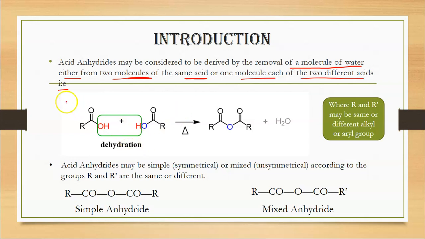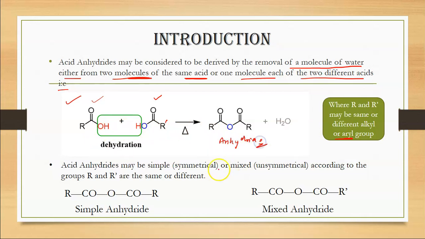You can see the reaction over here. These are the two molecules of the same carboxylic acid. It could be same or different as well, where R and R dash may be the same or different alkyl or aryl group. So this is your reaction. By dehydration, you are getting your anhydride as a product over here.